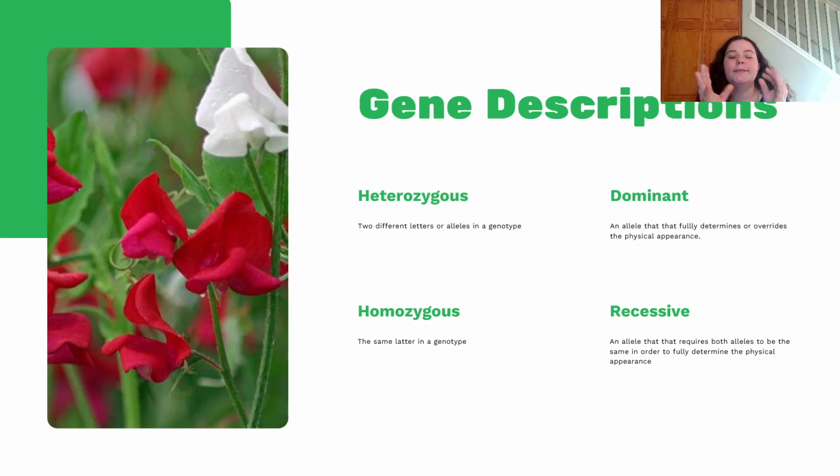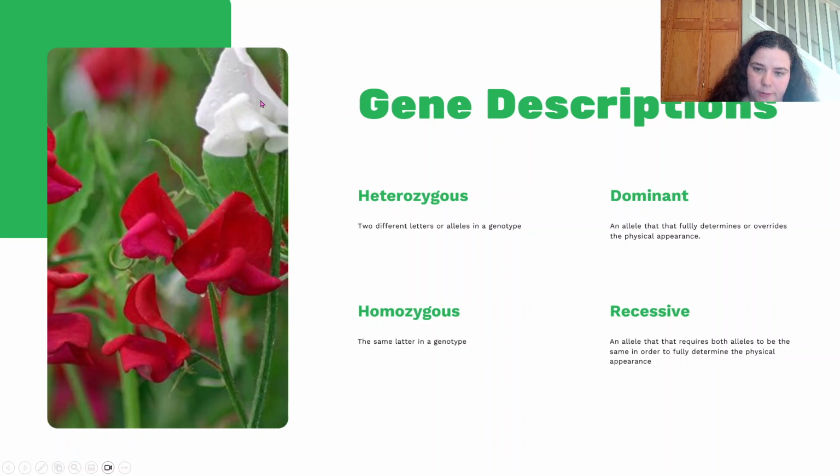Dominant. This is where the drama starts coming in. Dominant is an allele that fully determines or overrides physical appearance, which is why all those flowers are red and there's only one white one. A recessive allele is an allele that requires both to be the same in order to show up on the cover of the book, which is why this flower is white.